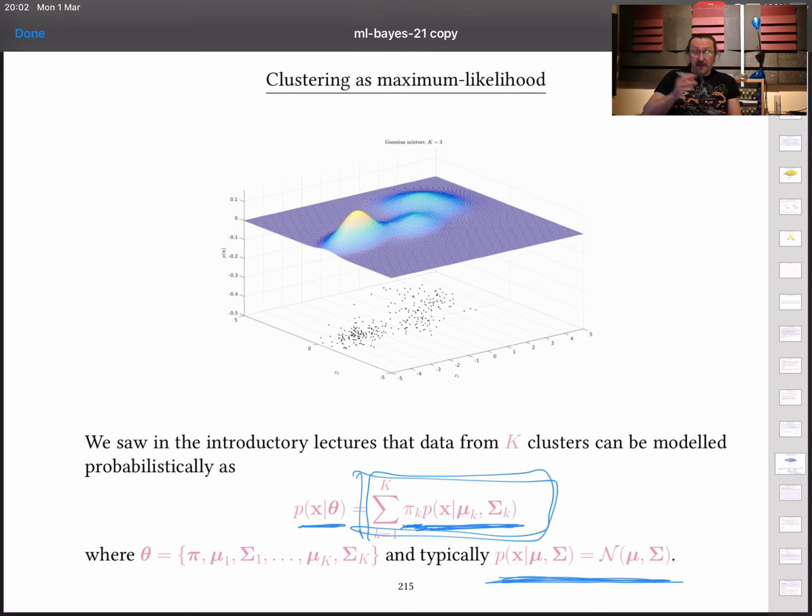You pick a cluster with the relevant probability pi sub k, and when you pick that cluster, you sample the Gaussian density in order to get your x, and that gives you one vector.